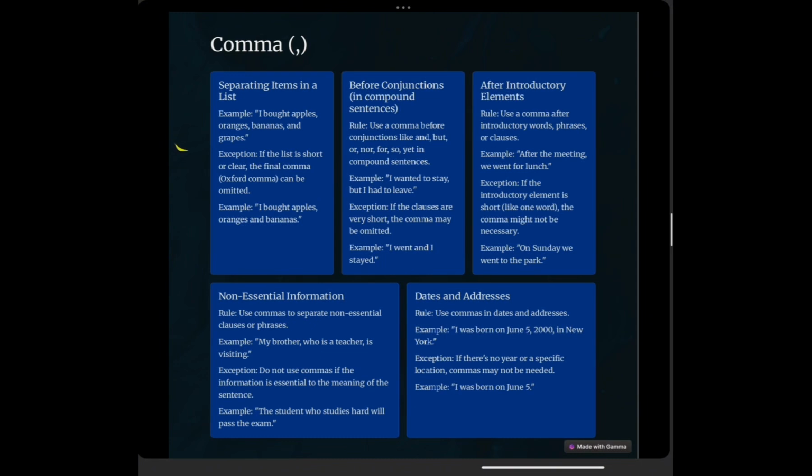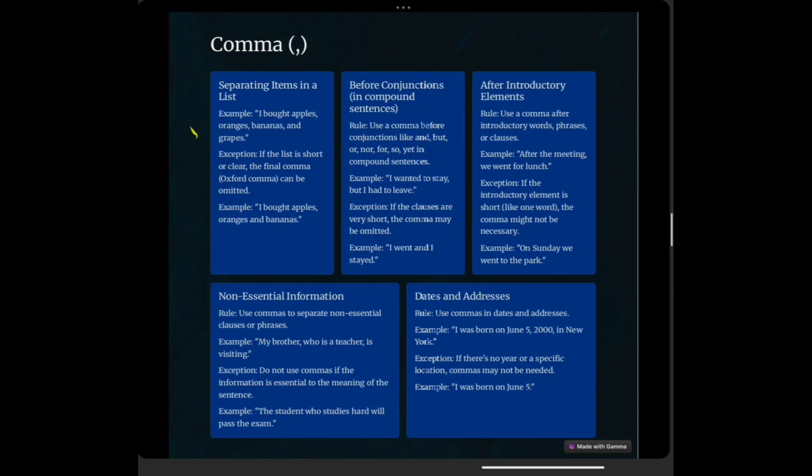After non-essential information, we use commas to separate non-essential clauses or phrases, such as "My brother, who is a teacher, is visiting." Again, if the information is essential to the sentence, we can't use the commas.